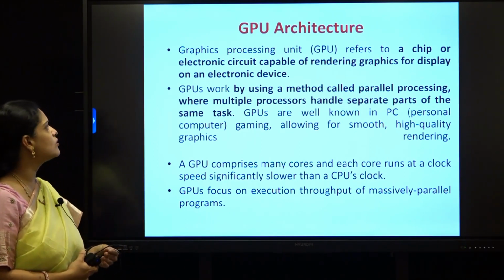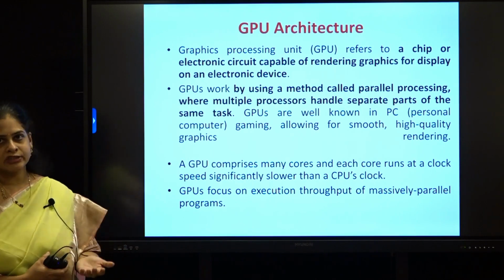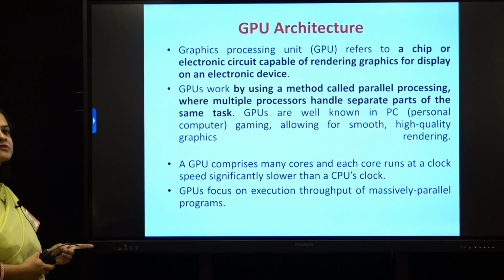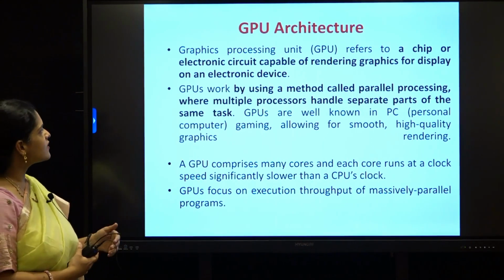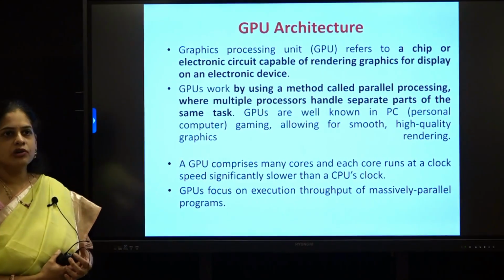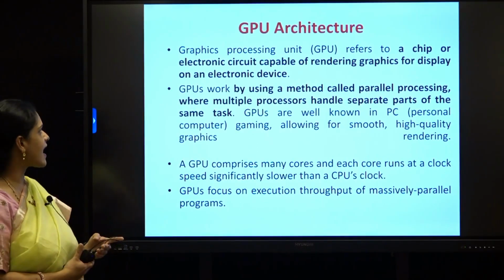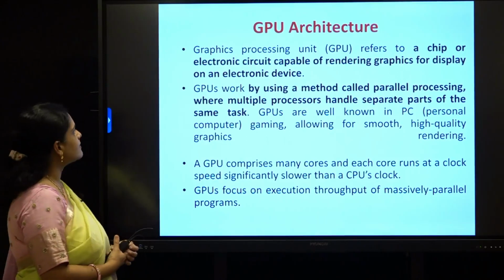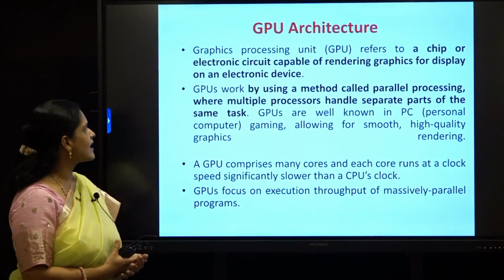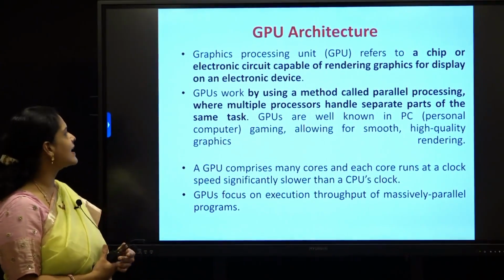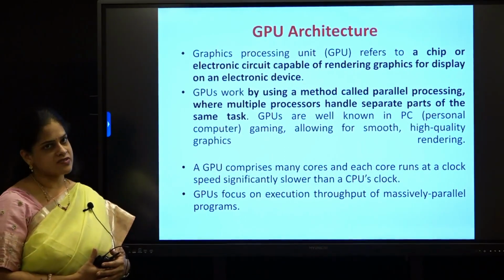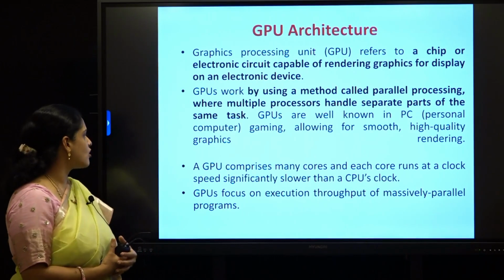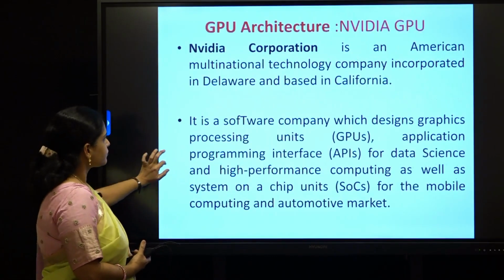But what is GPU? How does it look like? What is the architecture of GPU? GPU stands for graphics processing unit. It refers to a chip or an electronic circuit which is capable of rendering graphics for a display on an electronic device. It implements the concept of parallel processing where multiple processors handle separate parts of the same task. A GPU contains multiple cores where each core runs at a clock speed.